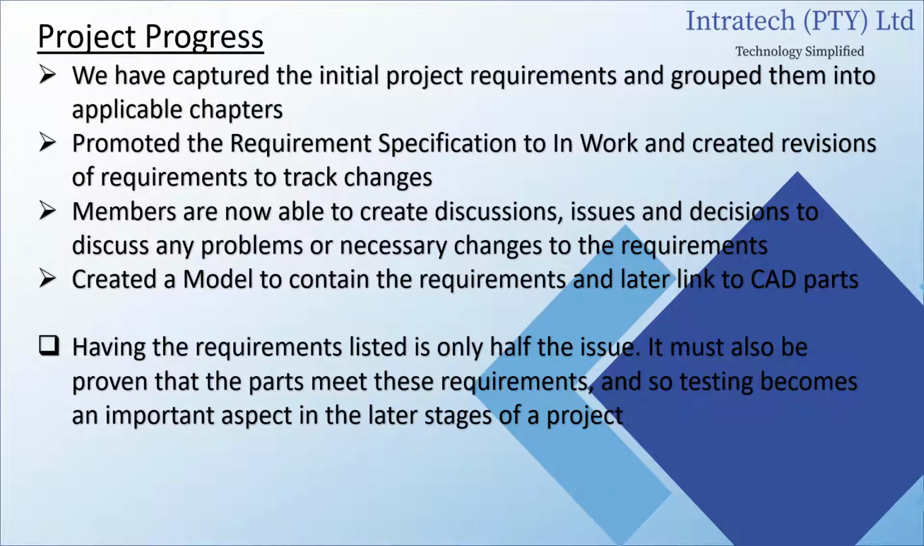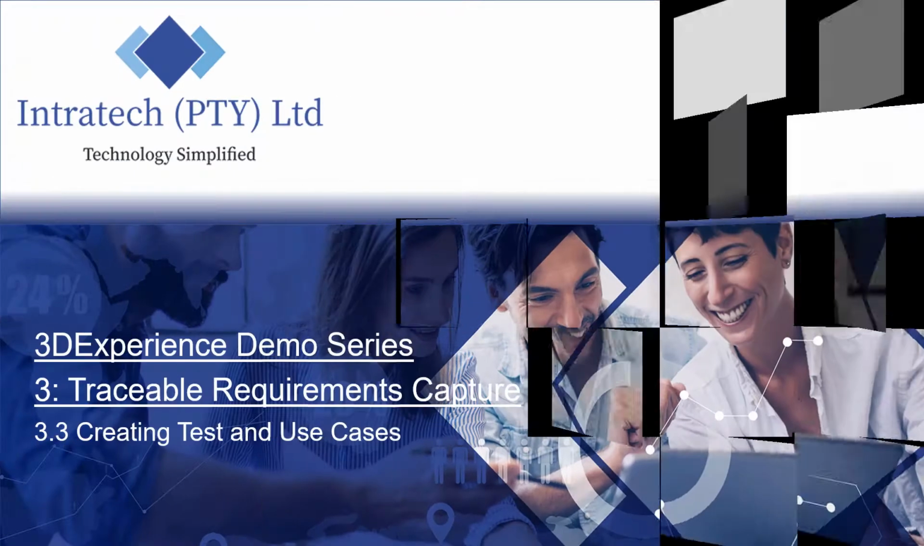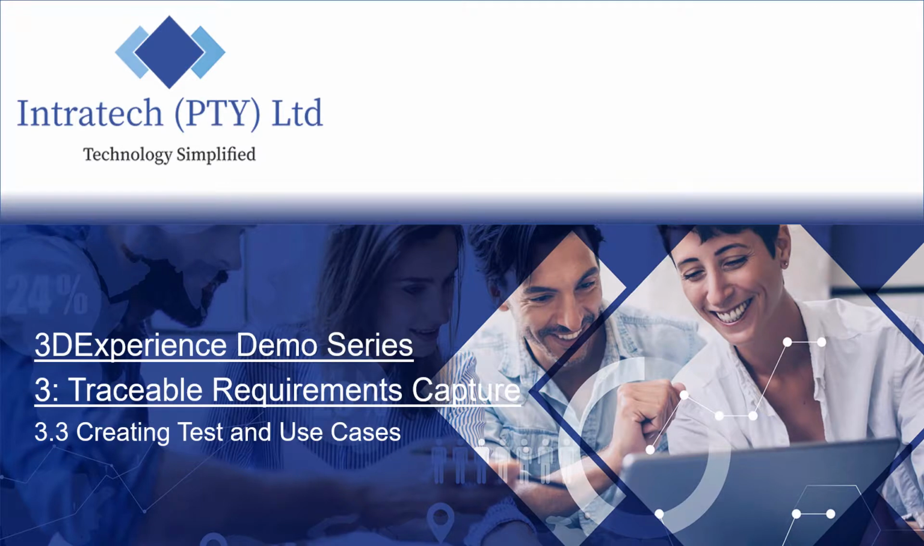By the end of Chapter 2 of Traceable Requirements Capture, we have created, detailed, and promoted the requirement specification. Members are able to initiate discussions, issues, and decisions to resolve problems with the requirements, and we have now linked those requirements to the applicable models. But defining the needs is only half the issue. We now move on to the testing phase to confirm that all the final parts do indeed meet the initial requirements. This leads us to test and use cases that will be detailed in the next video.